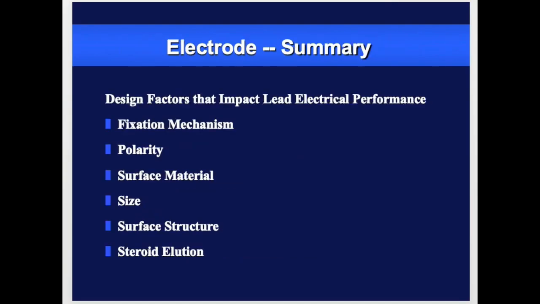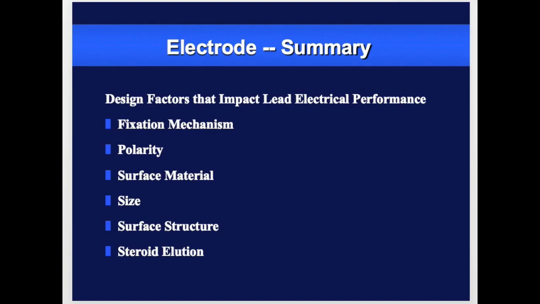In summary, fixation mechanism: two categories of endocardial leads, active and passive, which stabilize the electrode position. There are two polarities, unipolar and bipolar leads. Surface materials make the electrodes more corrosion resistant and biocompatible. They exhibit less polarization. These features help to stabilize the electrode electrical performance.